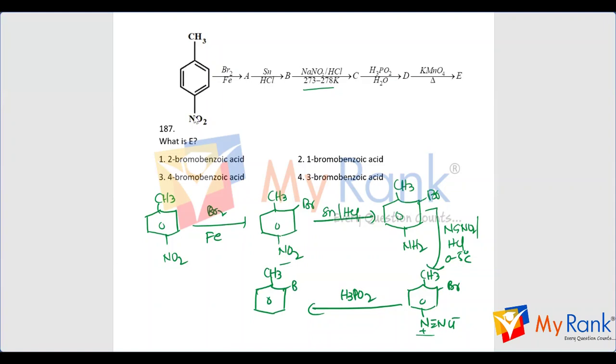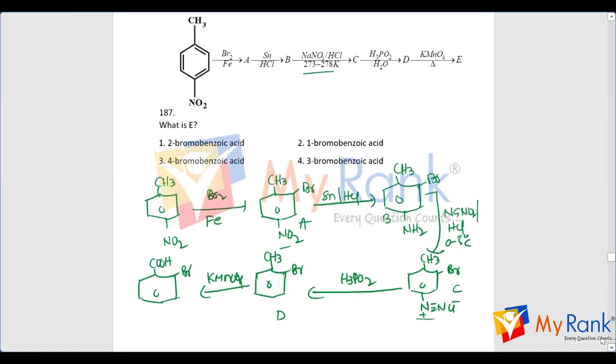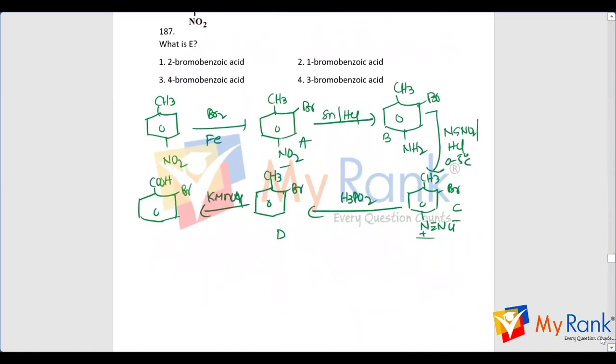CH3 and bromine. Okay, the first one is A, this is B, this one C, and this one D, with KMnO4. KMnO4 can oxidize the methyl group to benzoic acid. Therefore, COOH is obtained, with bromine. Therefore, what is the name of the compound? 2-bromobenzoic acid is formed. Therefore, your answer is the first option.